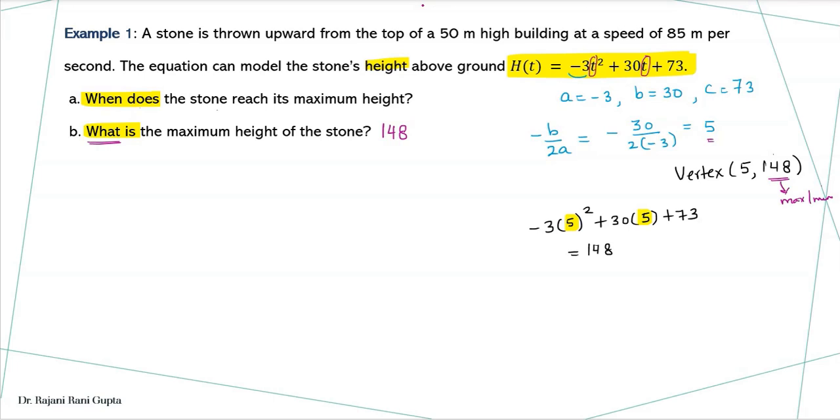And when does the stone reach the maximum height? It's this. Okay, so if you draw the graph, it means you reach here. This is say 5, 148. So this distance is 148, the value of y. And this is 5. Okay, so this is how you get your answer. So this is the maximum height, which is always given by the y coordinate. Let's consider another example.